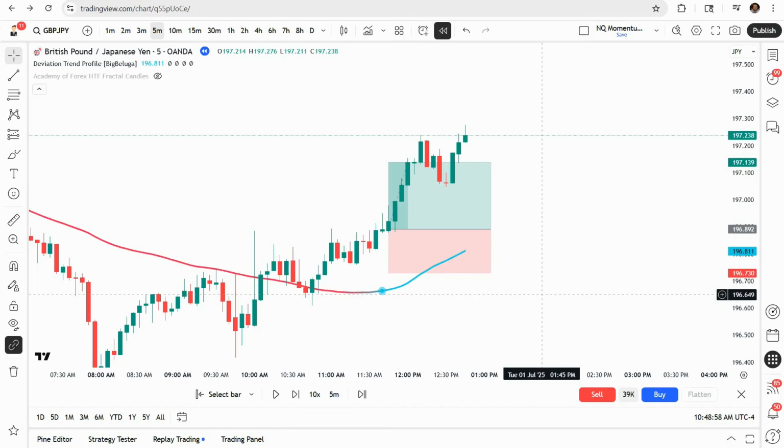Now we used the Academy of Forex higher time frame fractal candles to test it over 50 trades with the deviation trend profile, and out of those 50 trades we had 25 winning trades and 25 losing trades, so that bumped it up to a 50% win rate. With the same 1 to 1.5 risk to reward, your total gain would have been $15,000. On the losing side, you would have lost $10,000. That would have put your total profit and loss at a gain of $5,000, more than double the original using just the indicator. So you can see how there's definitely a benefit to doing it that way.